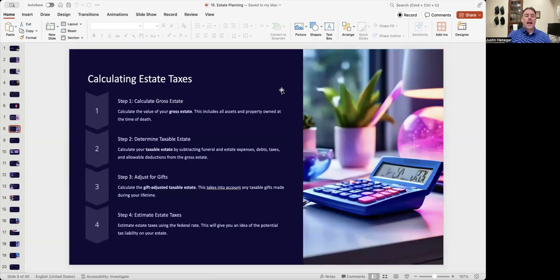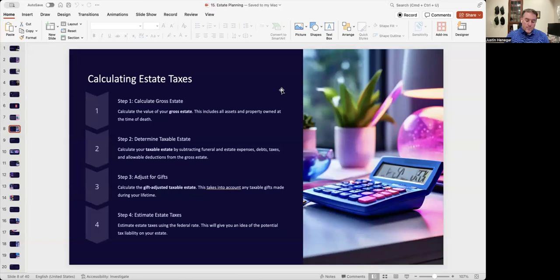So how do we calculate estate taxes? Remember, the estate is how much is left from someone who has passed away. The first thing we want to do is calculate the gross estate. We want to include all the assets that are owned at the time of death. Then calculate your taxable estate by subtracting out funeral expenses, debts, taxes, and any other allowable deductions from what you just found in step one.